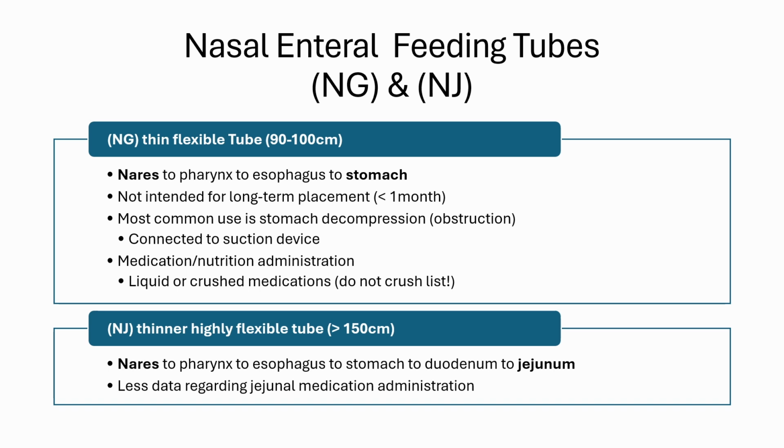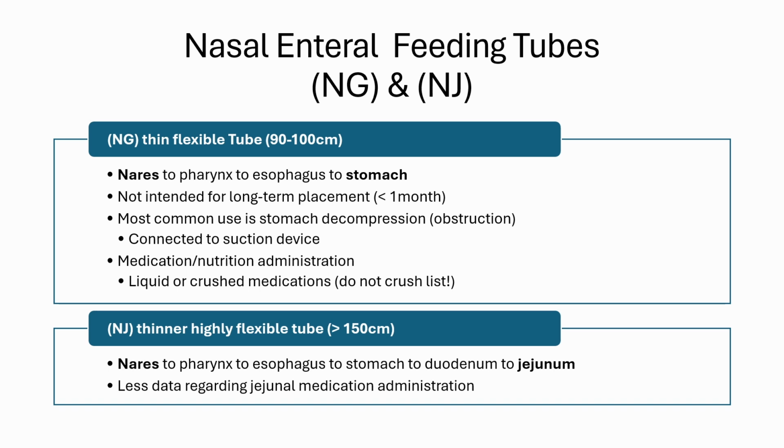One of the most common reasons we use nasogastric feeding tubes is to aid the stomach in decompression when there is an obstruction somewhere down in the GI tract. Medications such as liquids can be used. However, sometimes medications are not available in a liquid form, and we have to crush medications and mix them with some water and pour them down these tubes. But it is important to refer to the do not crush list because not all medications can be crushed.